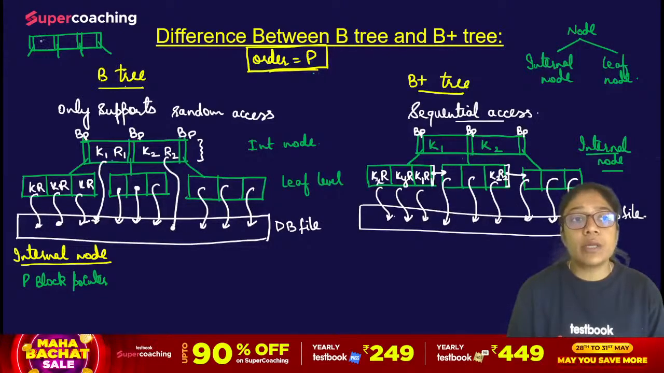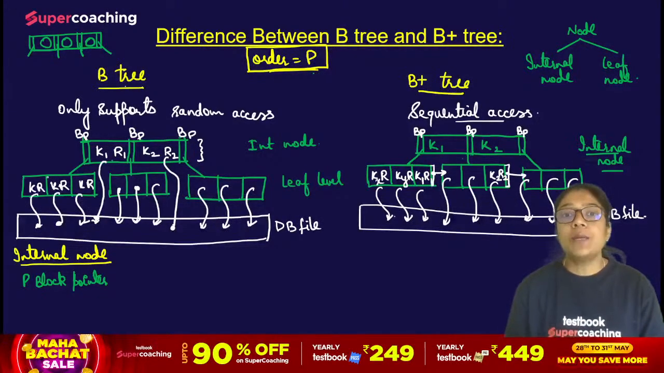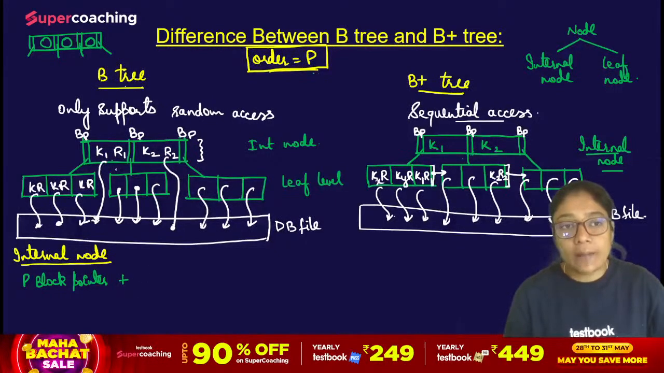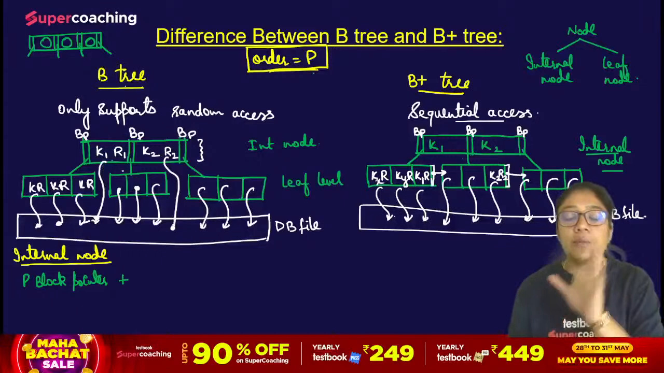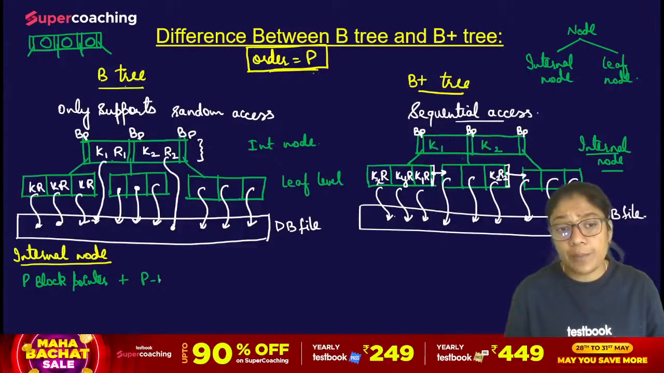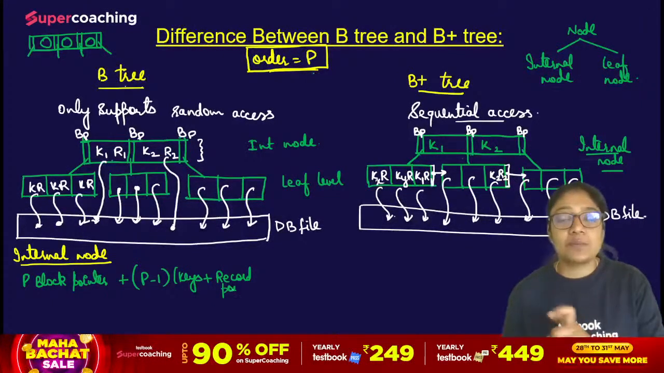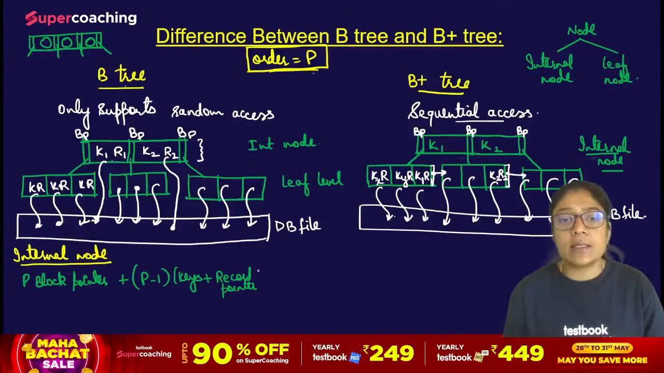So what will be the number of keys? 1, 2, and 3. That means if the order of a tree is P, then we can store maximum P minus 1 keys. तो P minus 1 keys आएंगे और हर key के साथ हम record pointer भी store करवा रहे हैं. So there will be P minus 1 keys and the record pointers. You can write this separately. P minus 1 keys plus P minus 1 record pointers, that's one and the same thing. So this whole information should be stored in one block. This size should be less than or equal to block size.